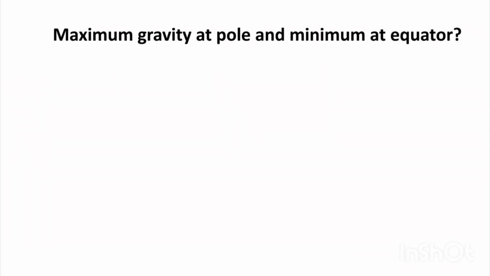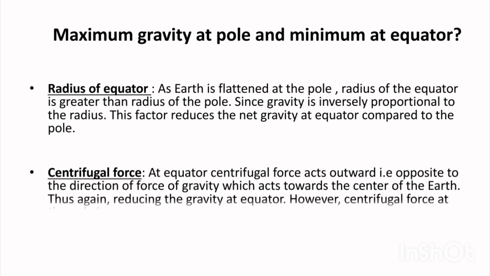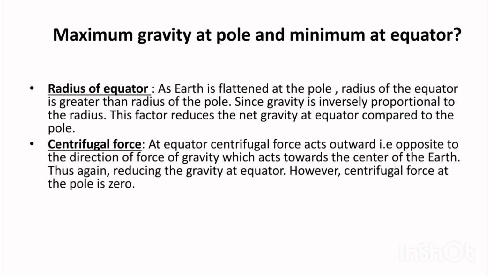Next one is why maximum gravity at the pole and minimum at the equator. The first reason is the radius of the equator. We know earth is flat at the poles and wide at the equator, so the radius at the equator will be greater compared to the pole. But we also know that gravity varies inversely with the radius. g is equal to GM upon r square. So this factor will reduce the gravity at the equator. Next one is centrifugal force. At the equator it will act outward, in the opposite direction, but at the pole it will be zero.